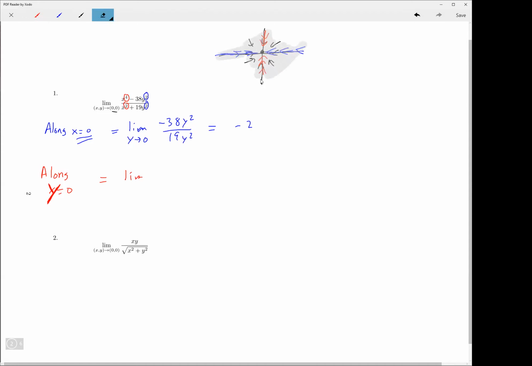This is bad. This is wrong. Okay, let me try again. So the blue one, x equals 0 is actually here. Okay, that's x equals 0. And then y equals 0 is here.